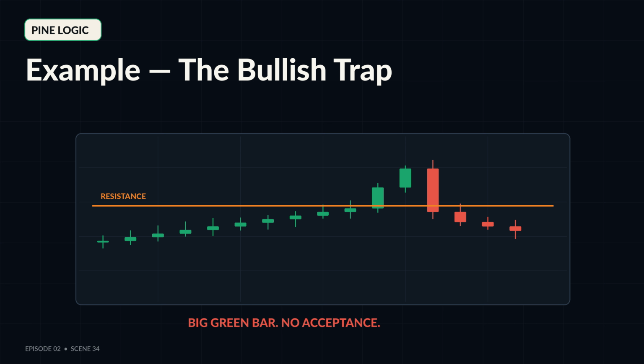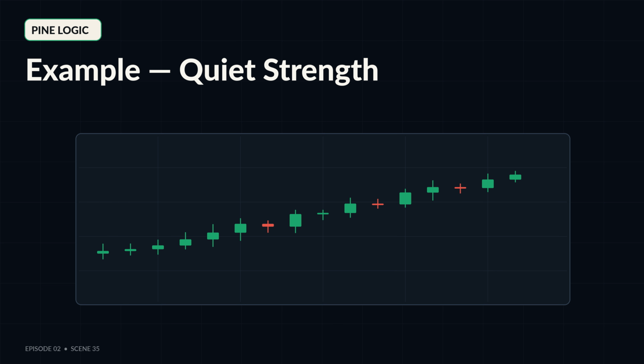Now a trap. Price breaks resistance with a huge green candle but closes well off the high. Volume is extreme. The next candle cannot continue and price falls back inside the old range. The bar looked powerful. Acceptance failed.